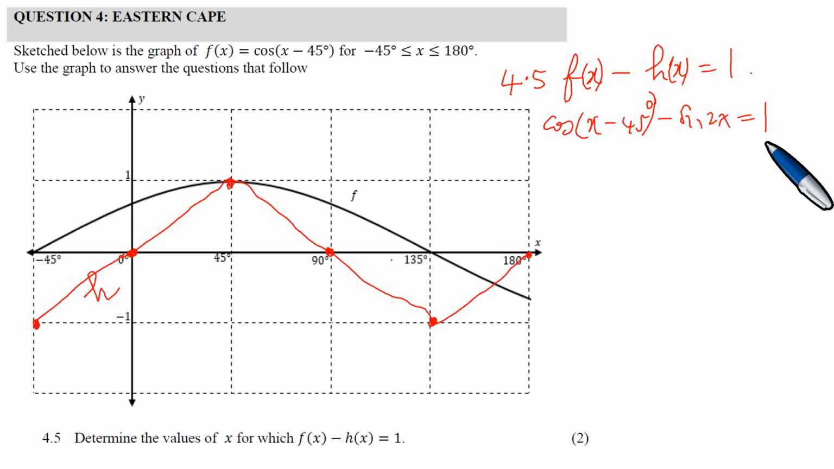Okay, a couple of things. So you can see that, for instance, here, what is happening here? Here, the h is minus 1. So h is minus 1. But the f is 0. And therefore, this one is exactly negative by negative, positive 1. So it is correct. So this is happening at x equal to 135 degrees. Okay, so you have a solution at 135 degrees.